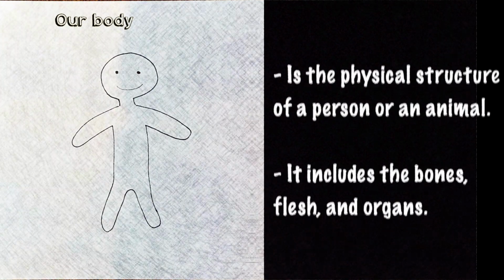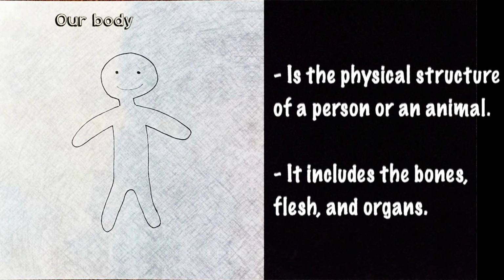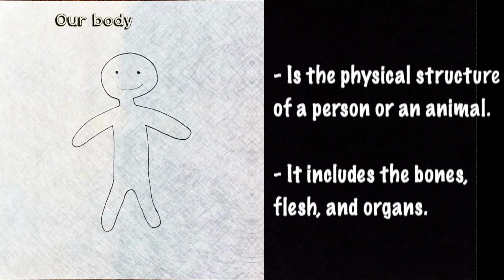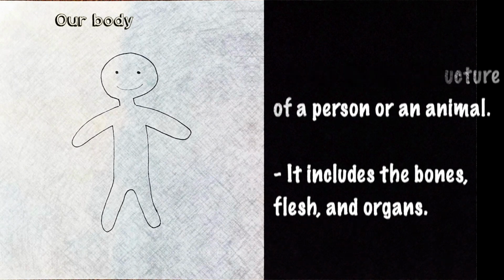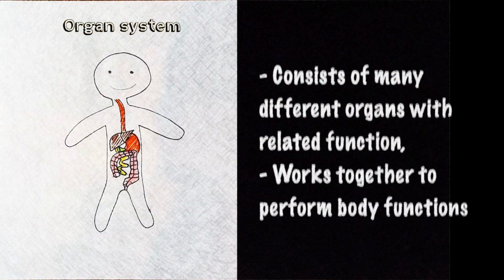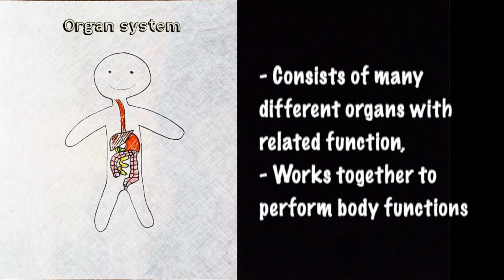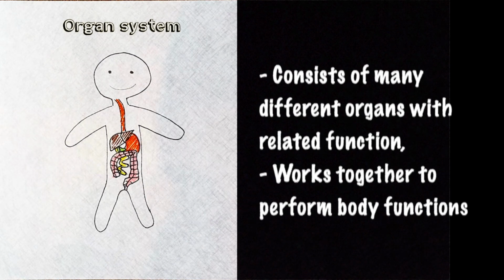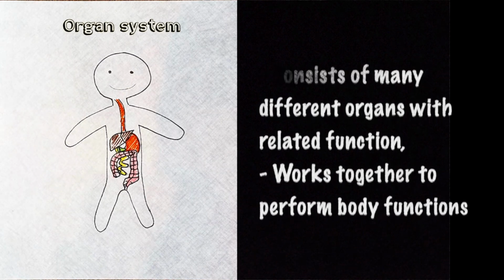The body is the physical structure of a person or an animal, including the bones, flesh, and organs. Smaller than it is an organ system, which consists of many different organs with related functions. They all work together to perform a body function.